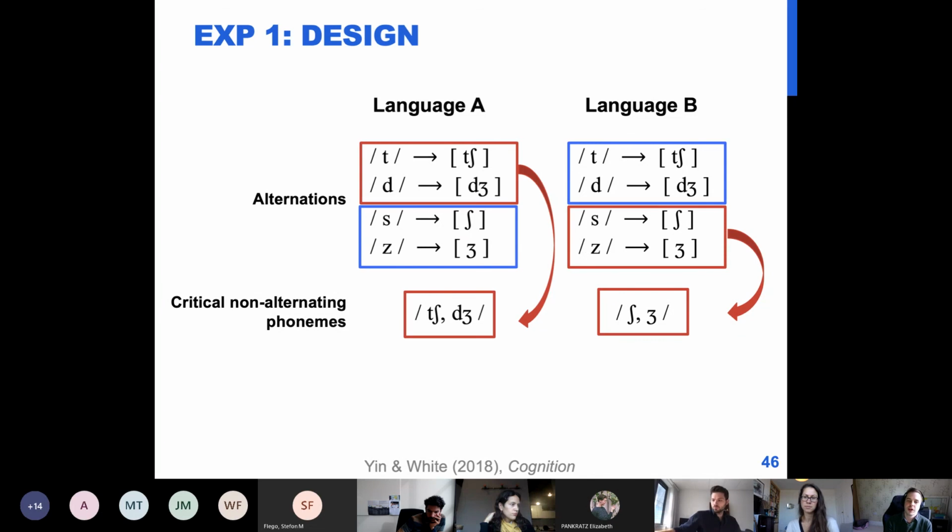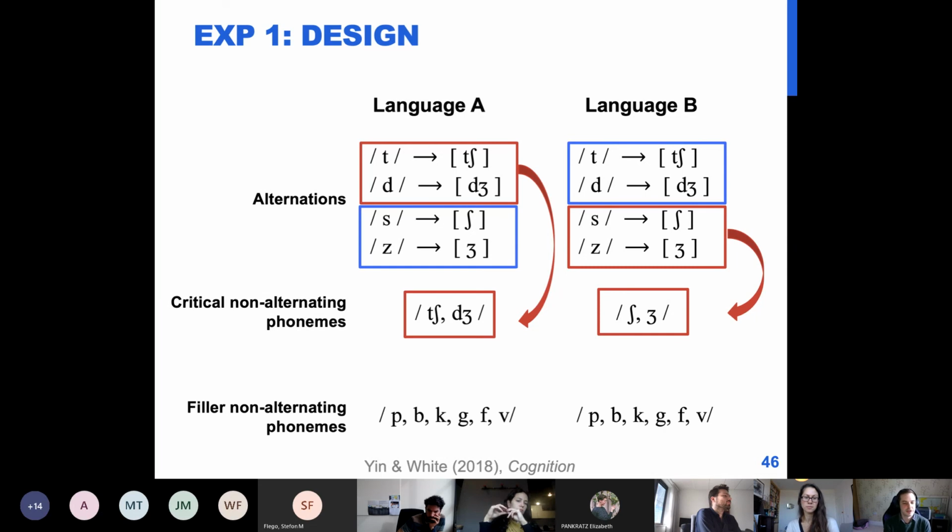So we're not going to compare the learnability of language A and language B. What we're going to do is compare the learnability of the red rules and the learnability of the blue rules here. Everyone also had this set of filler non-alternating phonemes in the language as well.